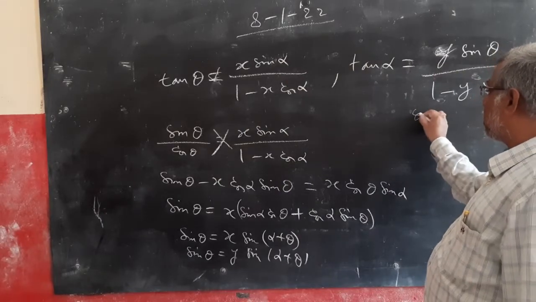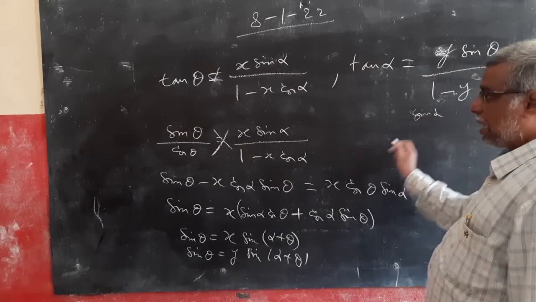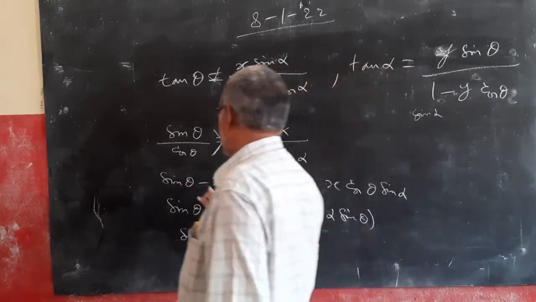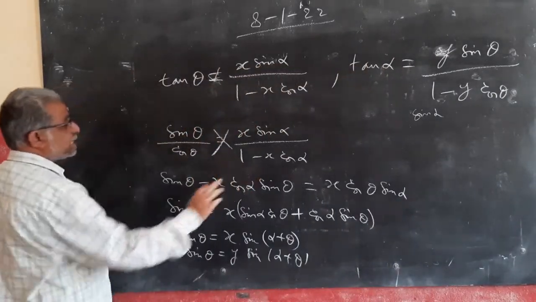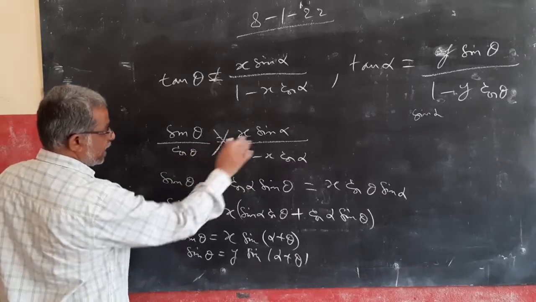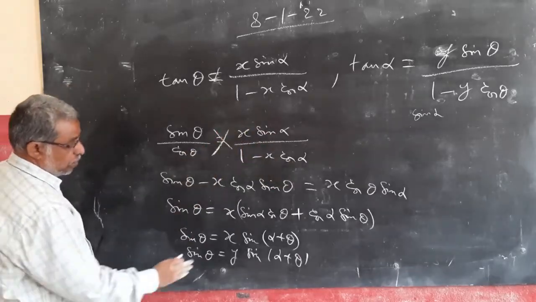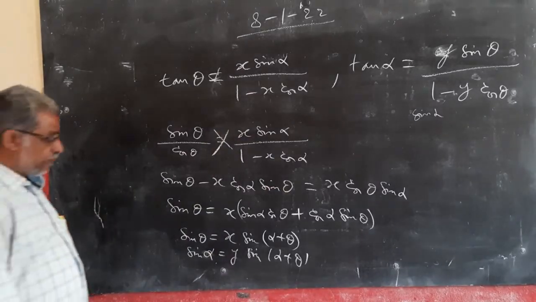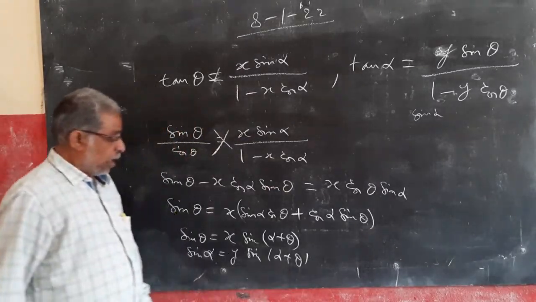So what do I get? Sin alpha by cos alpha. Cross multiplication: so sin alpha equal to cos alpha into, here, theta I will get. So finally I will get sin alpha equal to sin of theta plus alpha by y into this.